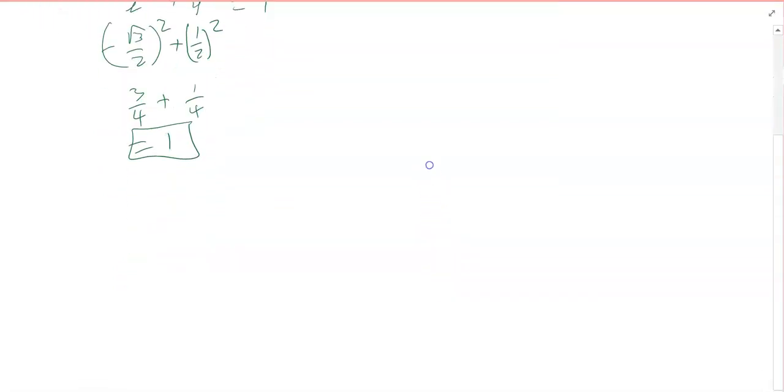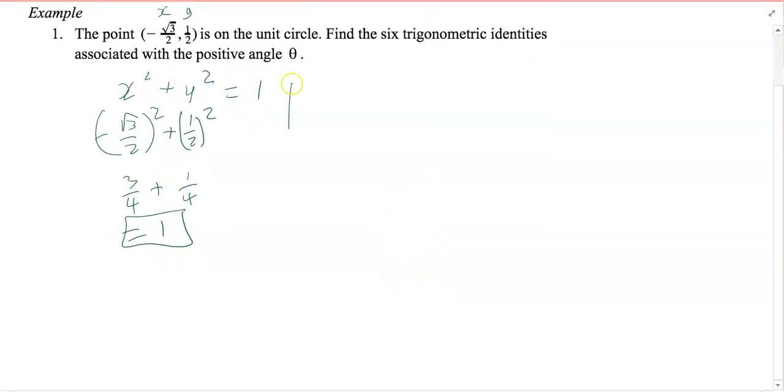Now let's find the 6 trig functions. Now we know that the sine of theta is our y value, so that will be equal to 1/2. Cosine of theta is equal to our x value on the unit circle, that's negative radical 3 over 2.